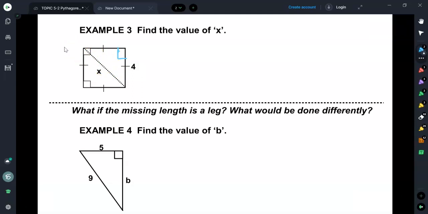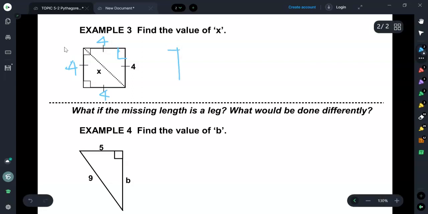But before we do that, what do you know about a square? All 4 sides are equal, right? Sorry. They're all the same. So I'm going to chop off one of those triangles. And let's do it this way. We'll chop off this triangle here. That's 4, and that's 4, and we're looking for x.